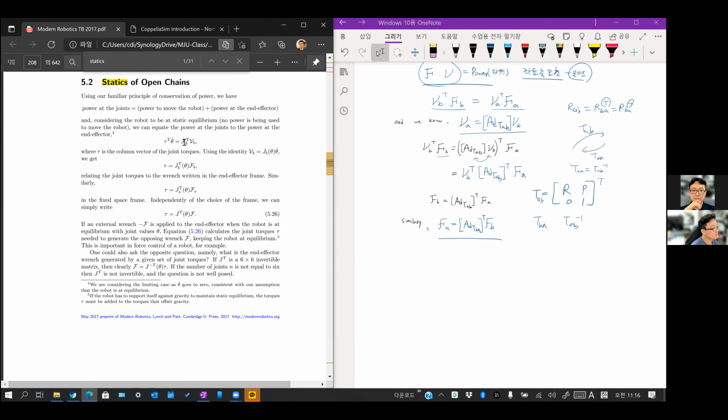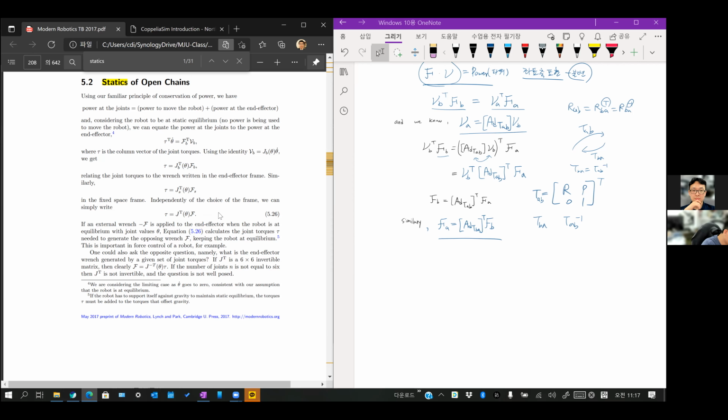Similarly, we use the concept of power. Actually, we learned that power is spatial force multiplying spatial velocity. And also, we can calculate the power using torque with the rotational velocity, theta dot. So using the relationship that twist equals Jacobian multiplying theta dot, we can make this equation. So finally, we can conclude this one.